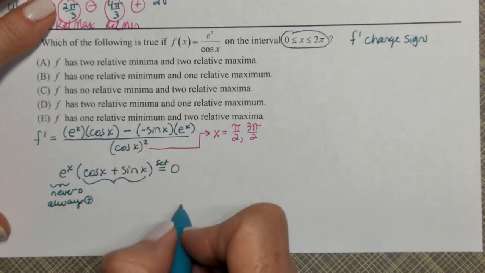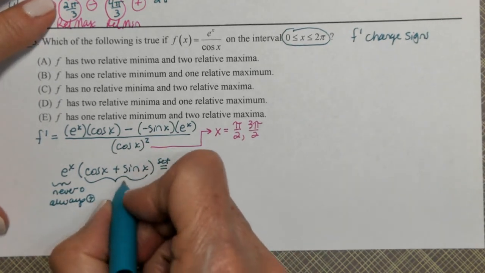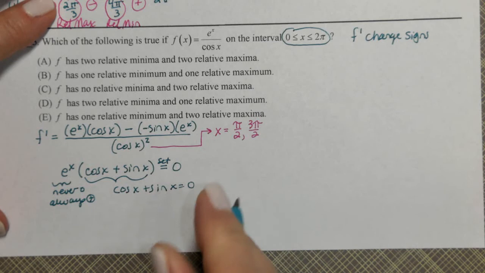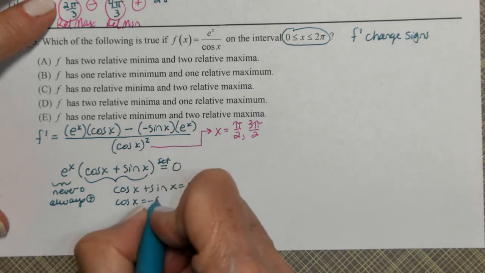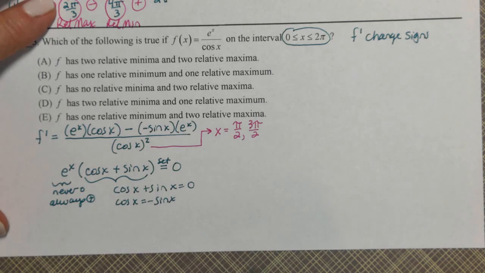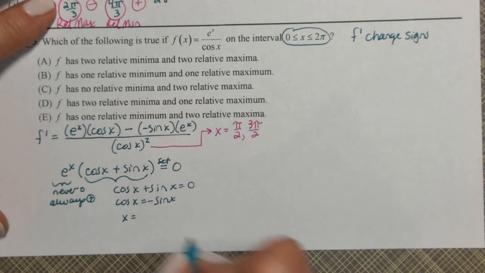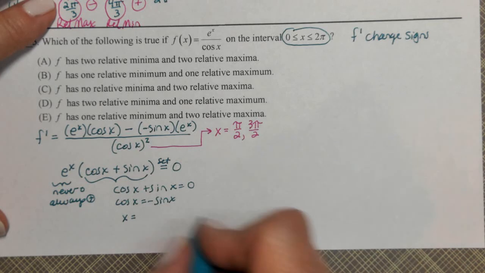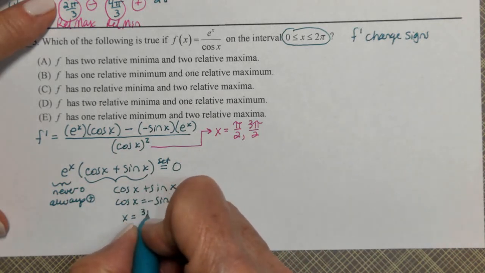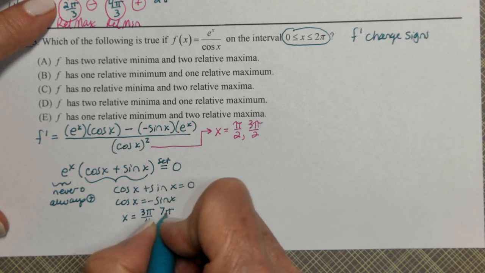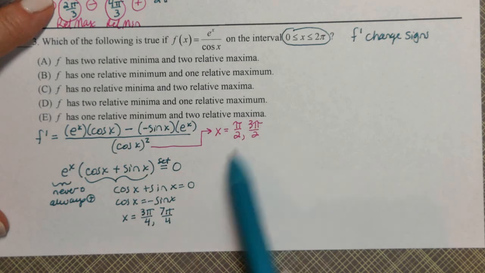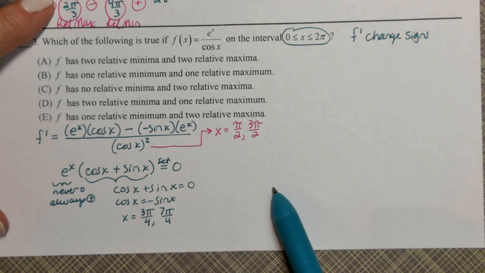Cosine x plus sine x, we need to set that equal to 0 and find the values of x that make that true. So cosine x plus sine x is 0. Cosine x is equal to negative sine x. What value of x makes sine and cosine opposite signs? Well, it'll be the pi over 4 angle in quadrant 2 and in quadrant 4. So that will be 3 pi over 4 and 7 pi over 4. So I have several values that need to go on our sign chart.